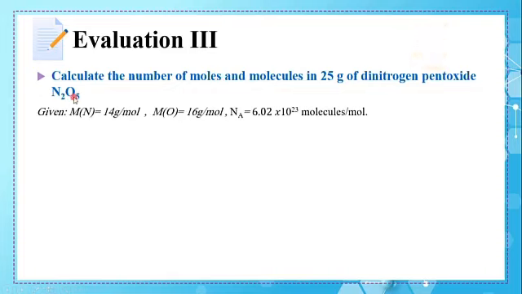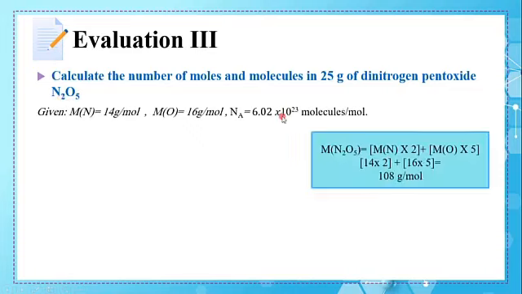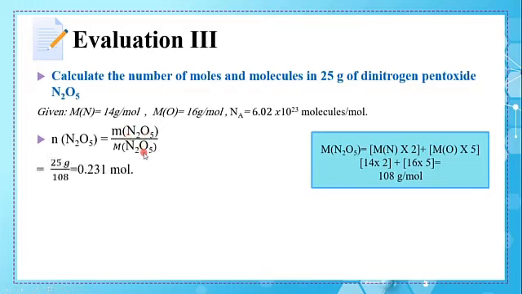In this application, you are given the mass of N2O5. From the molecular formula, you can find the molar mass, which is equal to 108 grams per mole. Now, using the relation, number of moles of N2O5 is equal to the mass of N2O5 over its molar mass. Substitute the numbers. 25 grams over 108 grams per mole. The answer is 0.231 moles.